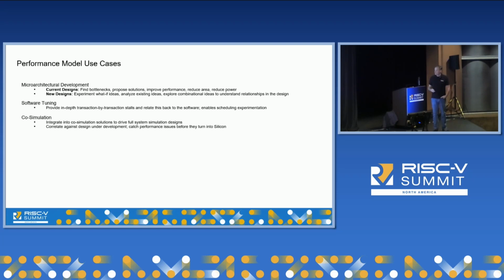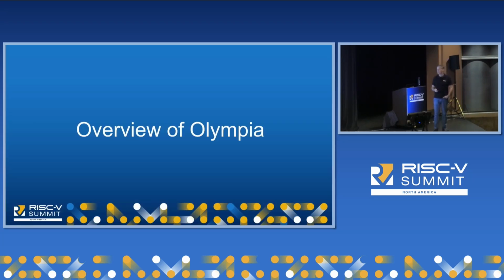The last bit, of course, is that with co-simulations, you can also correlate it against the design. So that's one thing: you want to be able to integrate it in and then have the actual RTL design run in lockstep with the actual performance model, and they can compare against each other. You can flag initial performance issues even in the hardware as early as possible.